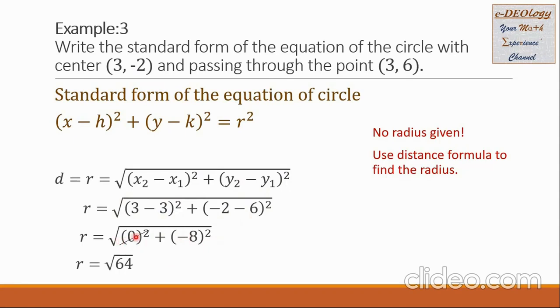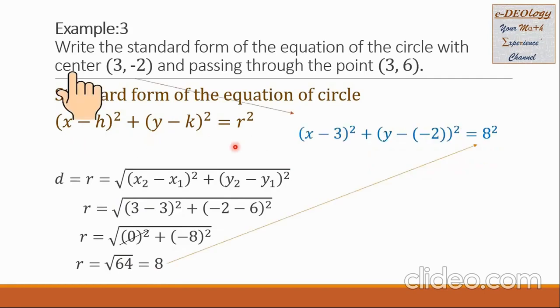Simplifying further, the 0 squared will just be 0. We can delete that. The -8 that is squared becomes positive 64. So when we take the square root of 64, we will have positive 8. We have now the radius. It means we can now use the standard form equation. We will do the substitution now. But be careful that when you use the point, make sure that you're using the center. Let us do the substitution.